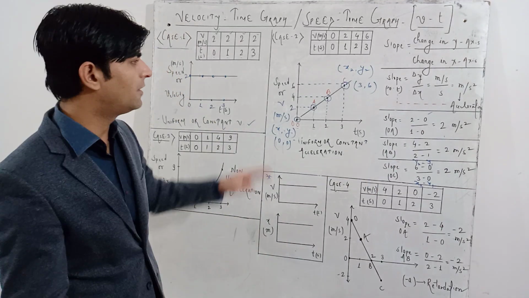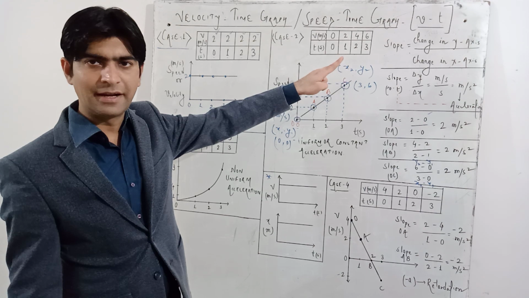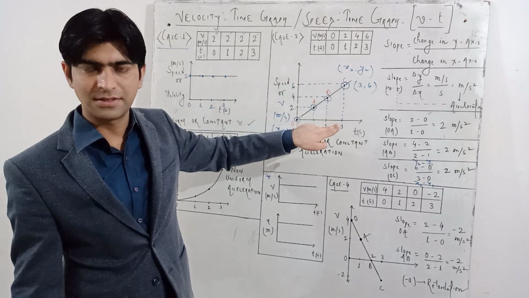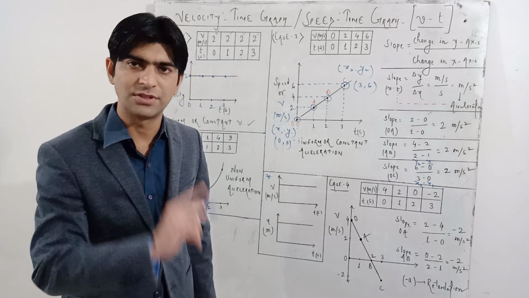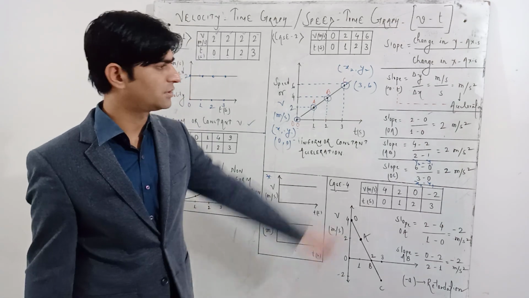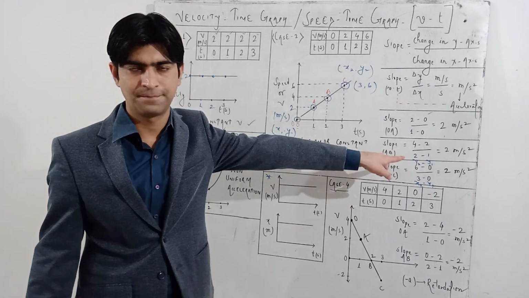That means if you get a straight line inclined at some angle with respect to the time axis, then it indicates the case of uniform or constant acceleration, because the acceleration is constant here.